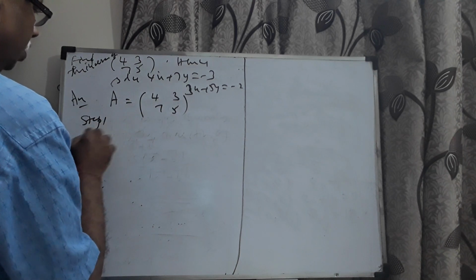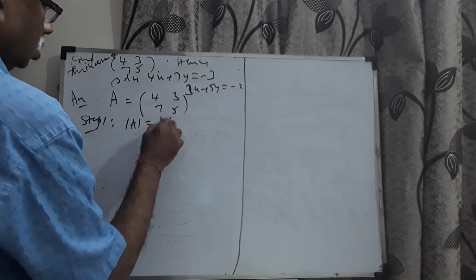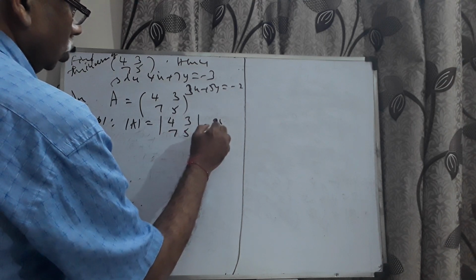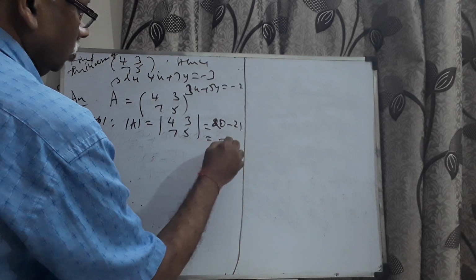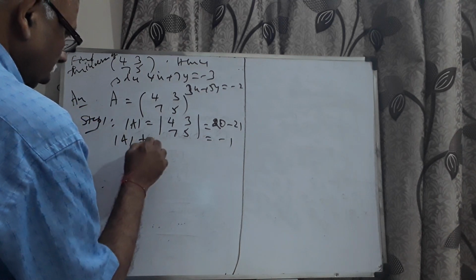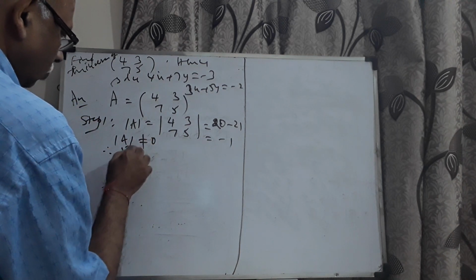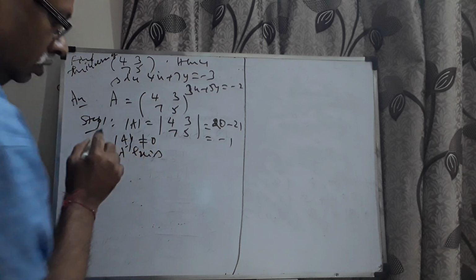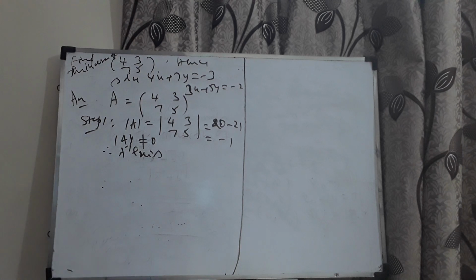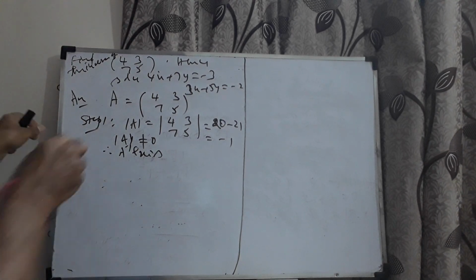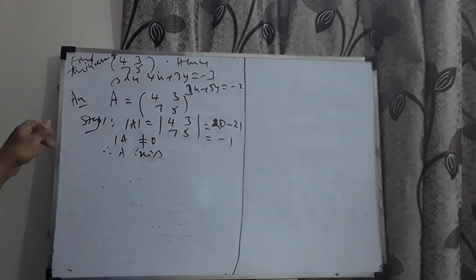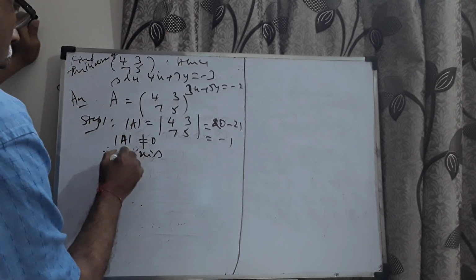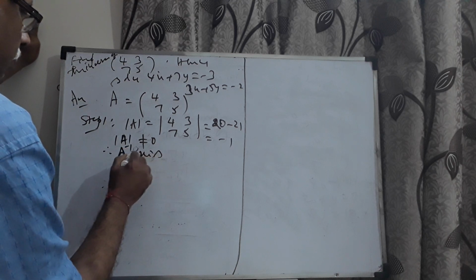There are 4 steps involved. Determinant A, of [4 7; 3 5], which is 20 minus 21, which is minus 1. Determinant A not equal to 0. Therefore, A inverse exists. Okay. It coincides with the vertical sign over there, so I'll rewrite. Determinant A not equal to 0. Therefore, A inverse exists.